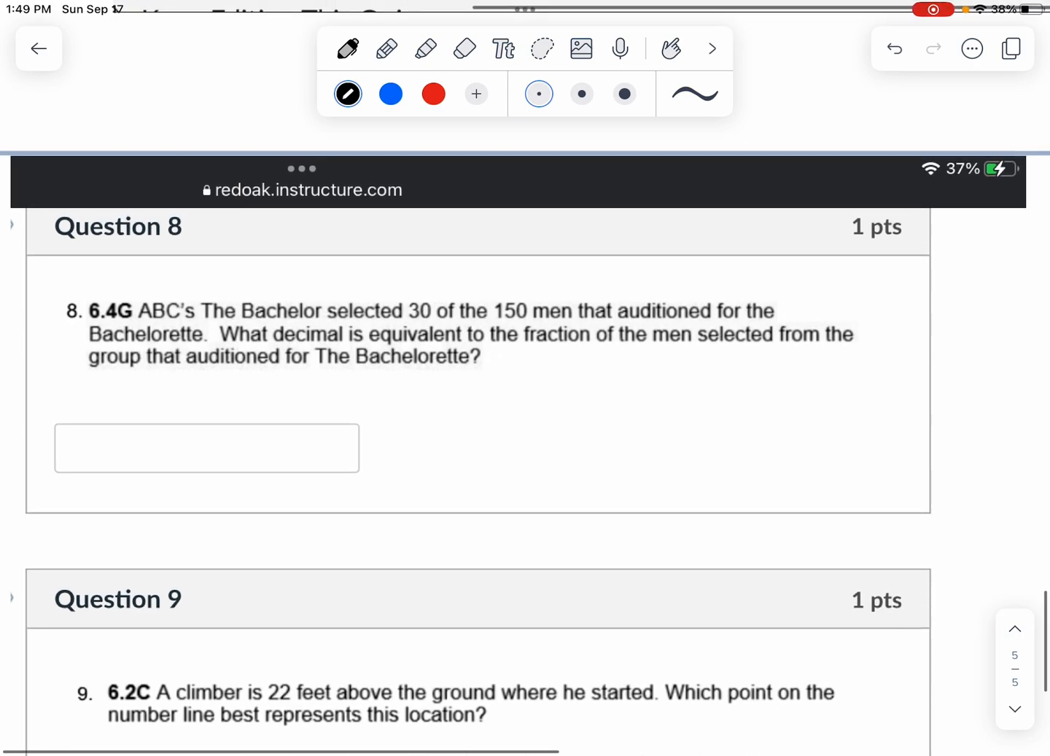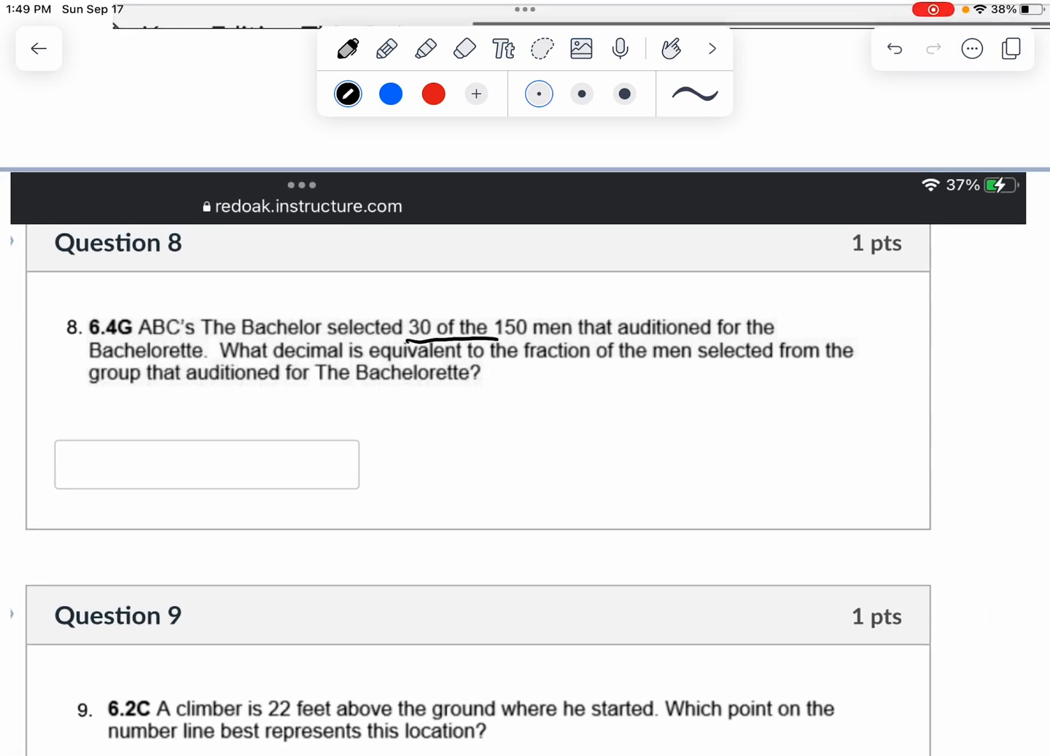Okay, question 8. The Bachelor selected 30 of the 150 men that auditioned for the Bachelorette. What decimal is equivalent to the fraction of the men selected from the group that auditioned for the Bachelorette? Okay, so we've done these plenty of times before. Remember, I tell you, go pull out the fraction from the word problem and then turn it to a decimal. So remember, this is your part and this is your whole. So this would be your numerator and this is your denominator. So you have 30 over 150.